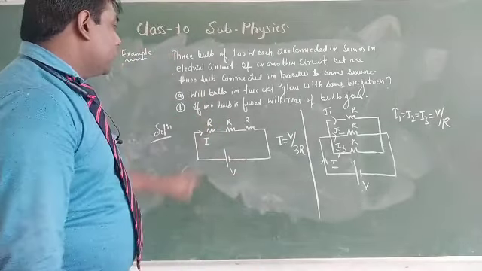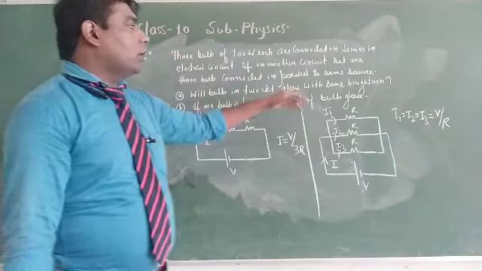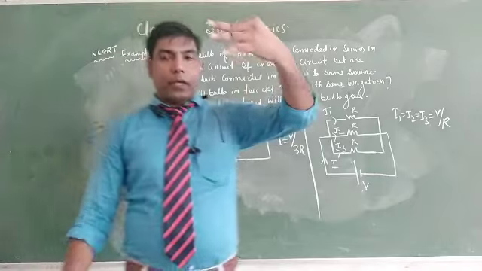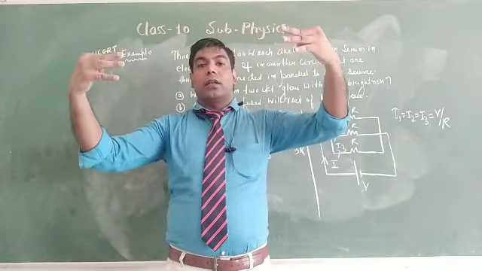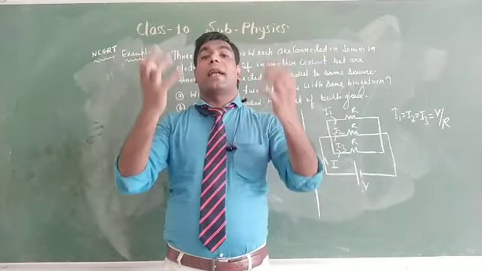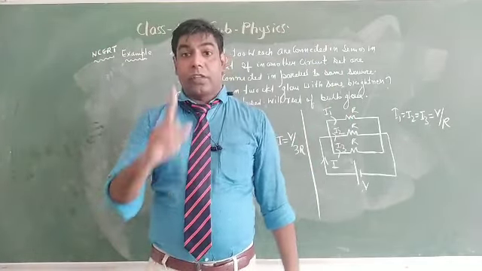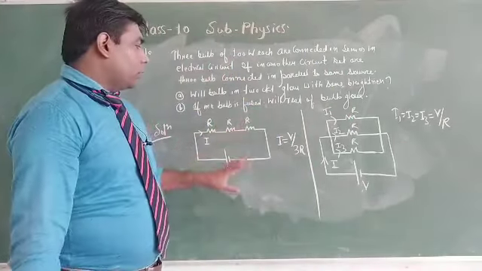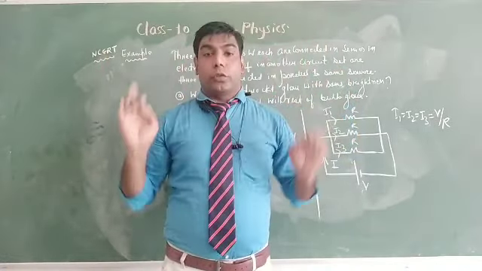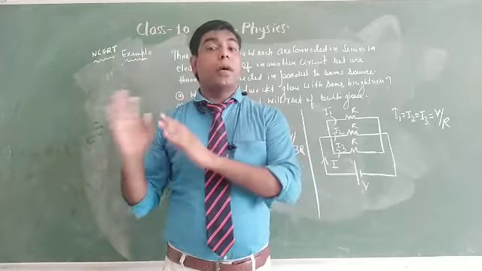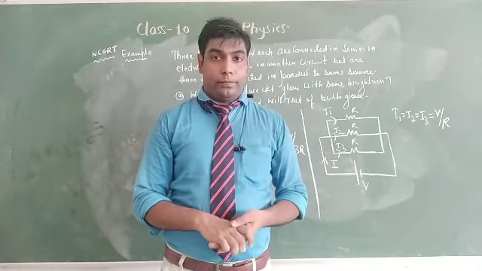What are they asking? Will the bulbs in the two circuits glow with the same brightness? Means 3 bulbs connected in series, 3 bulbs connected in parallel. They are asking in which circuit the bulb will glow with more brightness. Second question is, if in both the circuits one bulb is fused, then will the remaining bulbs glow or not?